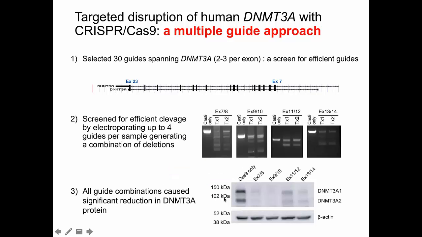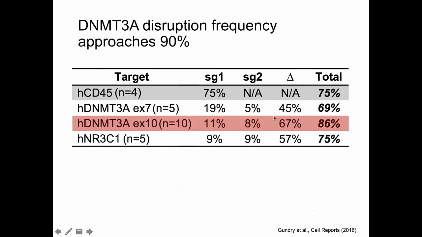When we looked at the protein level for these cells, we saw that all guide combinations were significantly reducing DNMT3A protein. This is showing Cas9 only, and this is showing, again, these 4 different population cells. So this is the bulk population, and we're seeing almost complete loss of DNMT3A. And when we did amplicon sequencing, we found that especially with this DNMT3A exon 10 targeting, we were seeing disruption frequencies approaching 90%. So this is what we proceeded with for our in vivo studies.